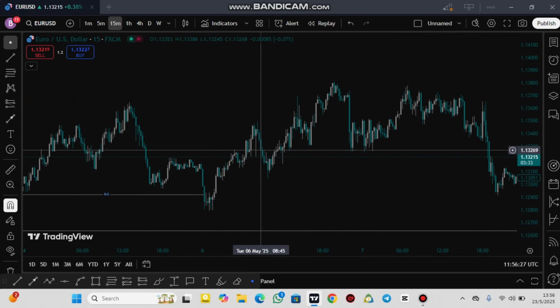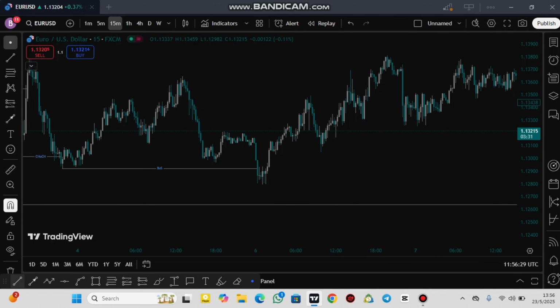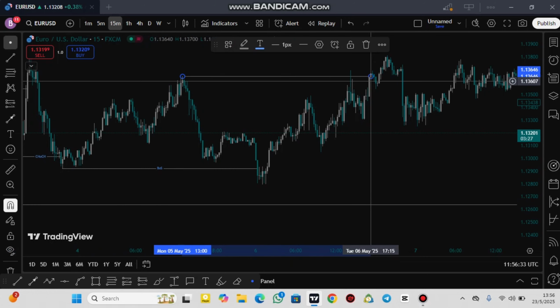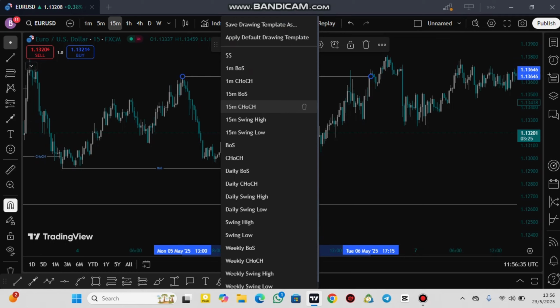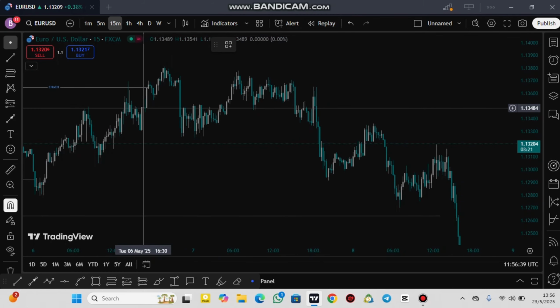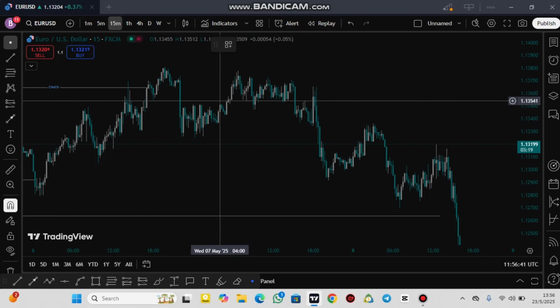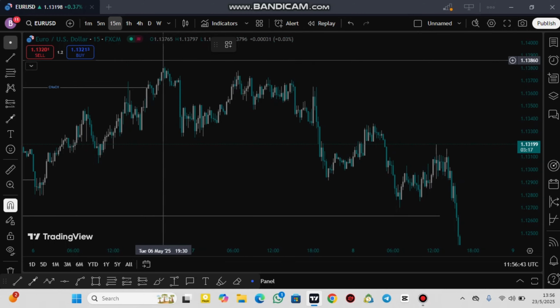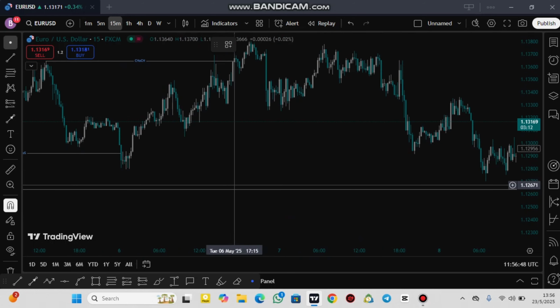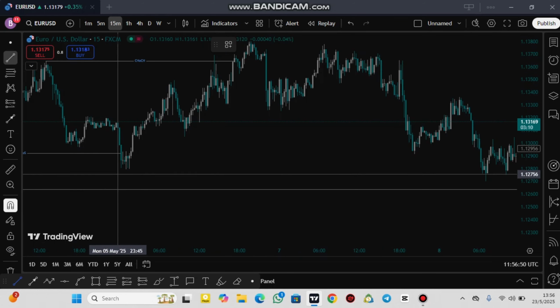And then price skyrockets again, right? Price, like I said, price is ranging. Price skyrockets again, gives us a new change of character. Okay, and then price from here, price sort of pulls back here. Pullback starts here, then price skyrockets all the way down, giving us a break of structure here.